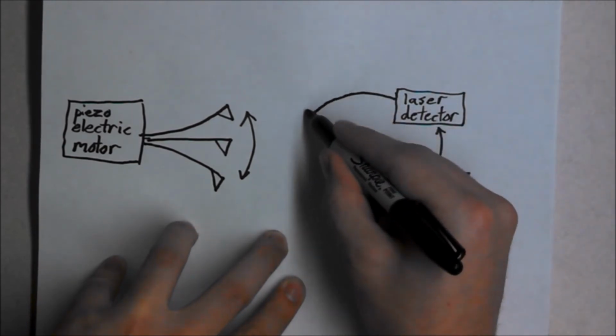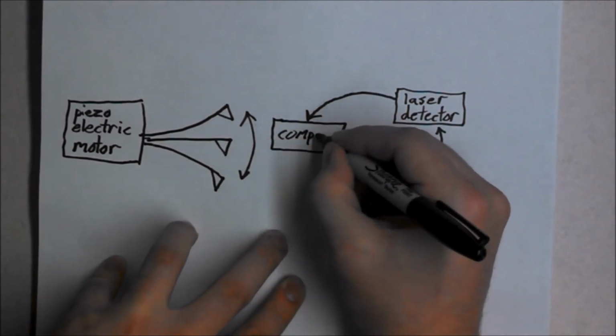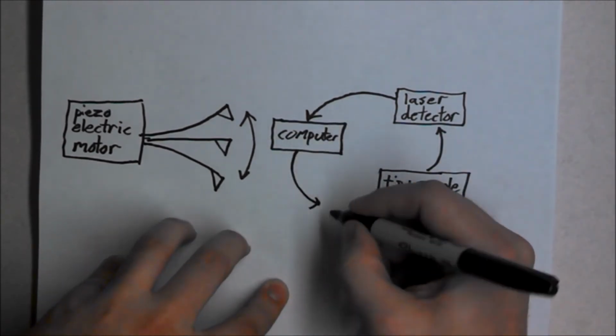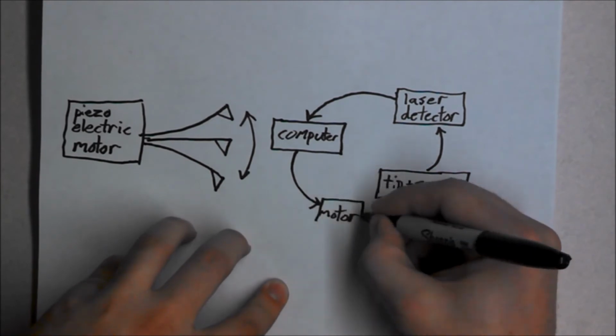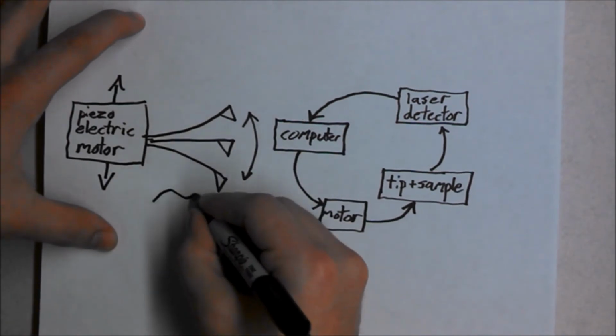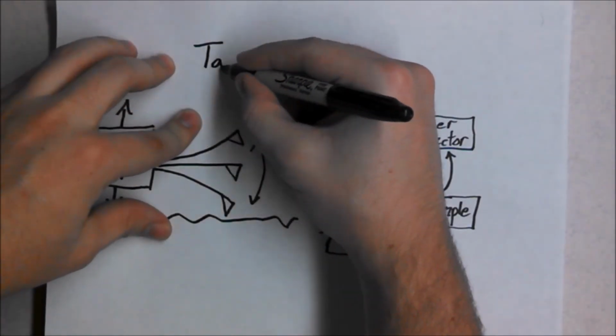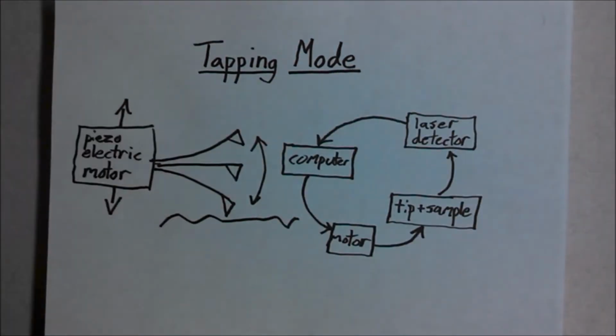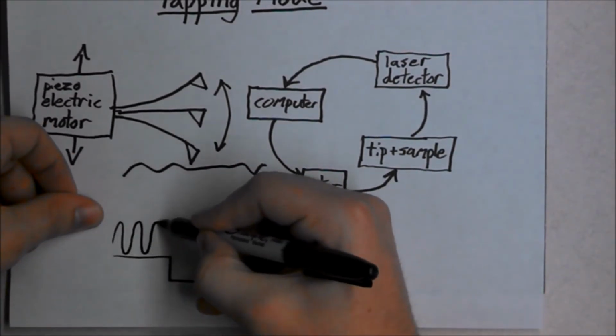This is done with a feedback loop, where the tip and sample send the height of the sample to the laser detector, which will tell the computer how high it is, and the computer will adjust the Z height by using the piezoelectric motor. Now, this is done so that the base of the oscillation is always touching the sample. This is called tapping mode, and in practice, it's going to look something like this.